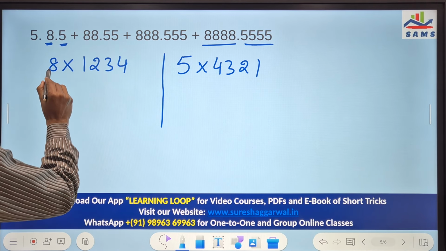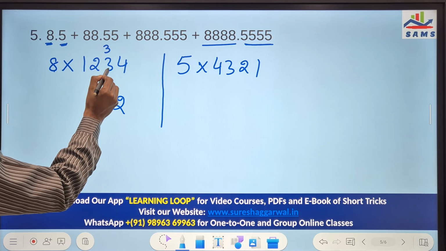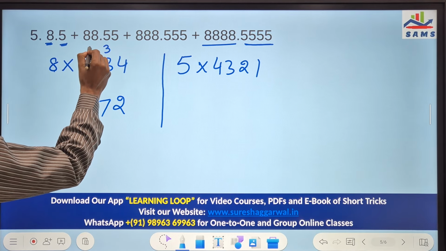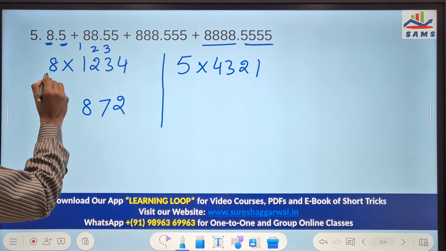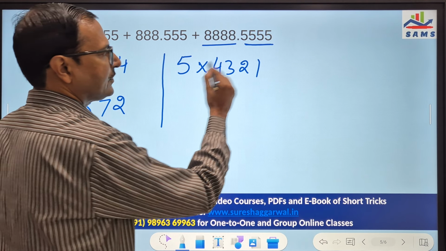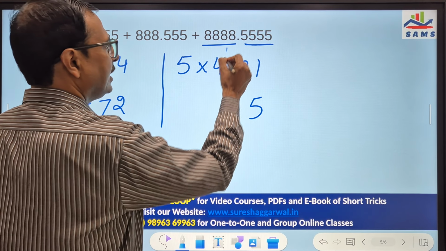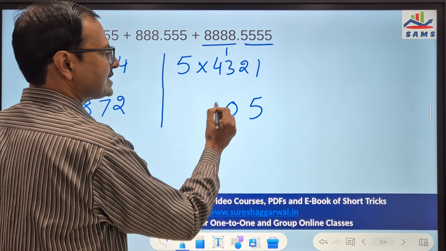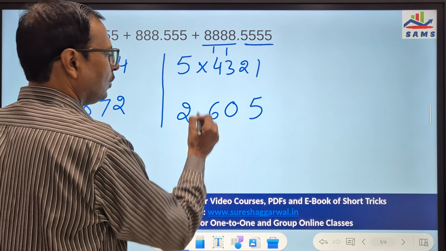So let's multiply. 8 4s are 32, 2 3 carry. 8 3s are 24, 27, 7 2 carry. 8 2s are 16 plus 2 18, 8 1 carry. And then 8 1s are 8 plus 1 9. In this case it is 5 1s are 5, 5 2s are 10 0 1 carry, then 5 3s are 15 plus 1 16, 6 1 carry, and 5 4s are 20 plus 1 21.